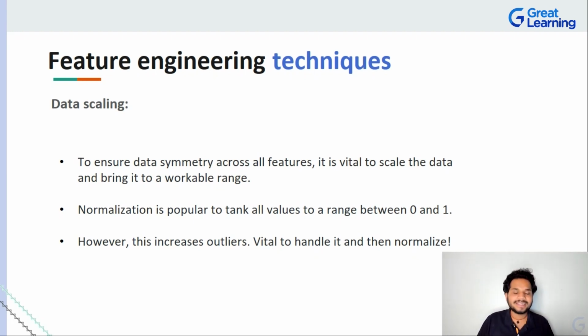So normalization, data scaling, data handling, imputation, one-hot encoding, these are some of the really popular concepts that govern how the entire world of feature engineering works and what sort of an impact it has further ahead as well, right?